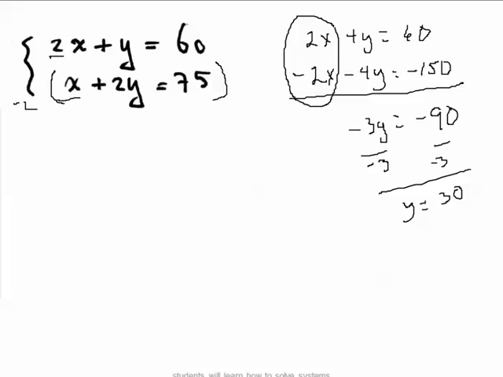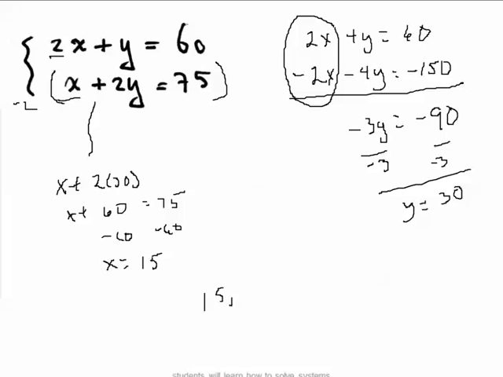I now know what y is. I can come back to this equation right here and say x plus 2 times 30. Now that's 60. x plus 60 is equal to 75. Subtract the 60 from both sides, and I wind up with x is equal to 15. I found my point, (15, 30). That's the intersection of these two equations. Okay? We did the same linear combination, but I had to multiply one of them by a value to get rid of one of the variables.